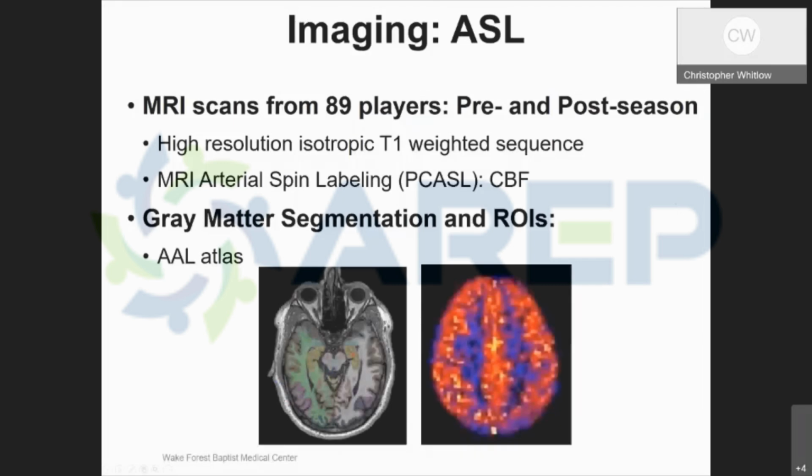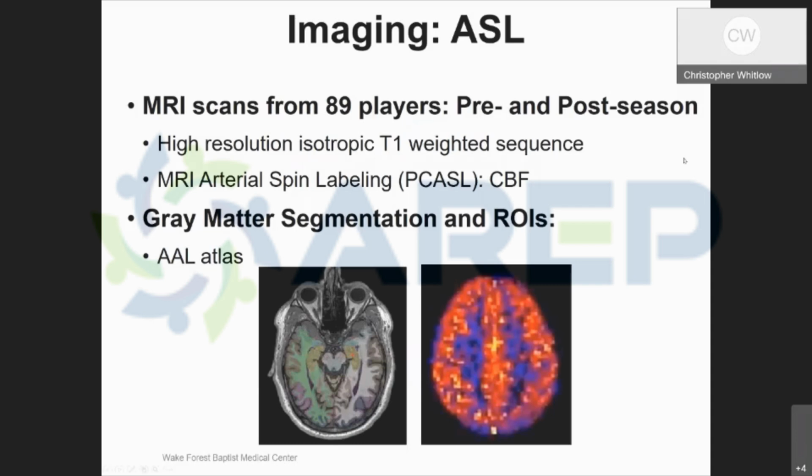With regard to other functional techniques, we measured cerebral blood flow using ASL, arterial spin labeling, acquired during pre and postseason MRI, from which we computed a blood flow change metric. This allowed us to look for associations between change in cerebral blood flow and cumulative head impact exposure. Gray matter segmentation was obtained using VBM8 processing, and regions of interest were obtained by applying our AAL atlas to arterial spin labeling cerebral blood flow data.